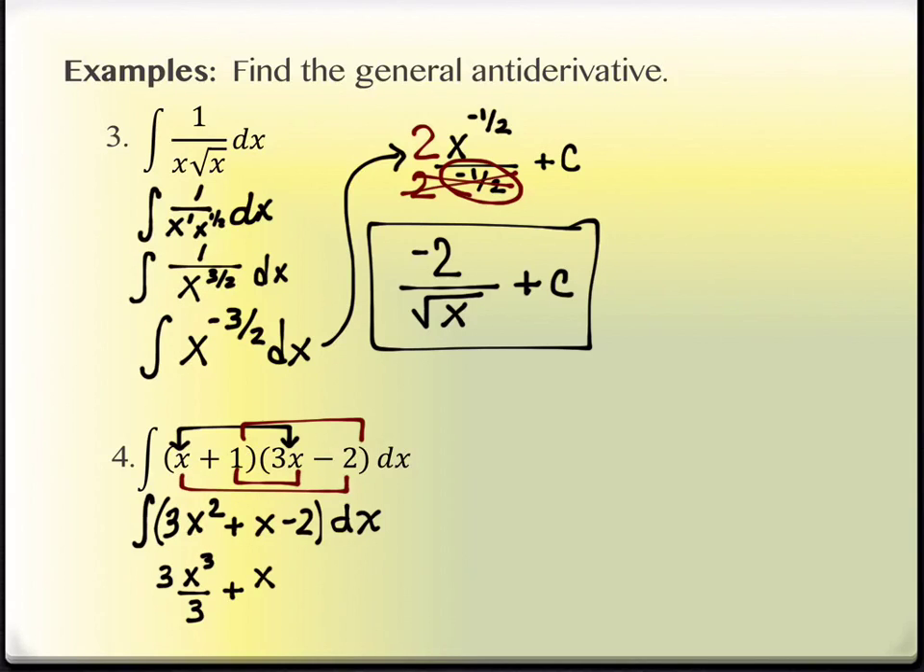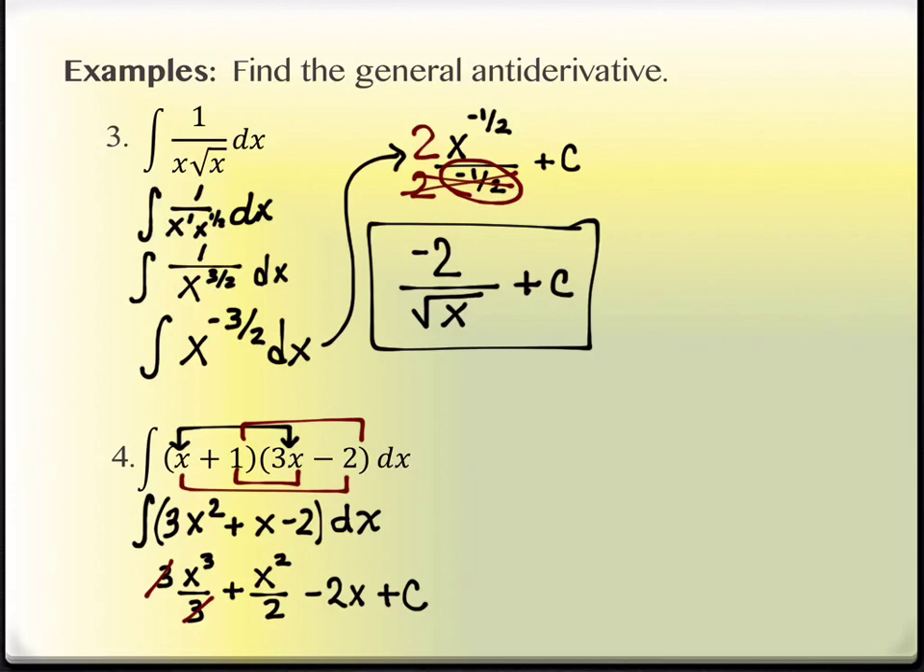1/2 x. Okay, so I'm going to increase the exponent to 2, and then divide by 2, which is the same as multiplying by 1/2, and you can write it that way if you like it better. What about my negative 2? Negative 2x, and then plus c. You can leave it like this on a gateway.